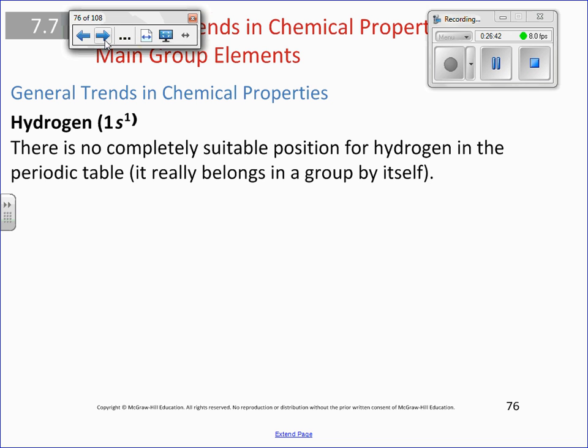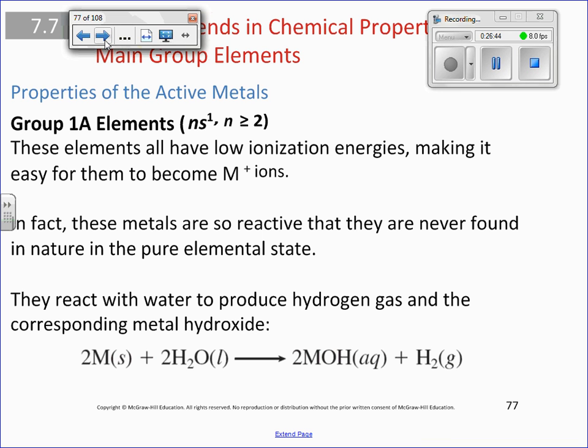Group 1A elements have low ionization energy, so they form cations, +1, really easily. They're so reactive, they're never found by themselves in nature. They're always found combined with something else. They react with water to produce hydrogen gas and the corresponding metal hydroxide. Oh, maybe in lab today while you're doing that, I'll get some sodium. We have sodium metal out, throw it in water and show you what happens.